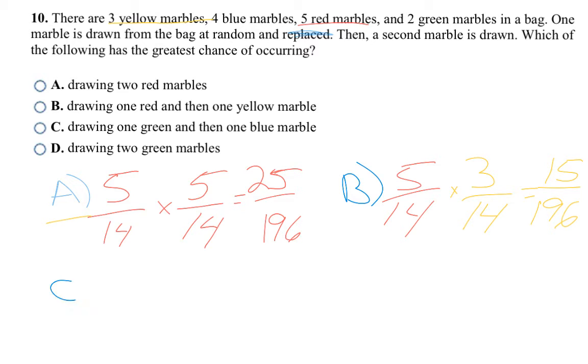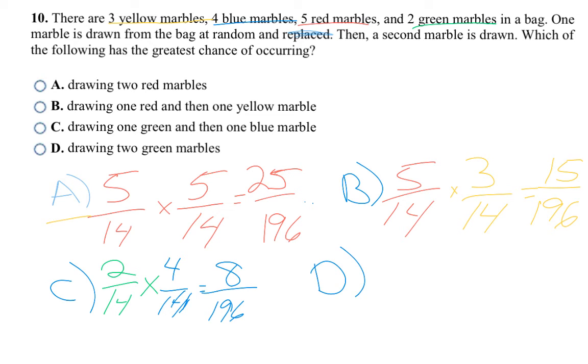So let's go ahead and look at C. C, I'm looking at 1 green marble and then 1 blue marble. So I know that there are 2 green marbles, so that's going to be 2 over 14 times, and I'm looking at the blue marble, there's 4 of those, so there's 4 out of 14 chances of getting a blue marble. The denominators stay the same here because they're independent events, and when I multiply those numbers, I get 8 over 196. So A is still in the lead, still the biggest probability.